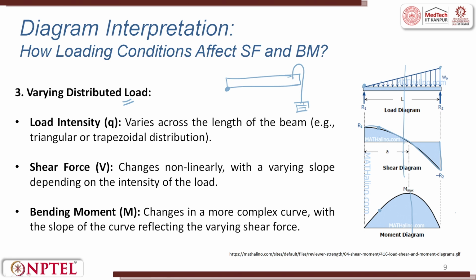So, till now we have seen three conditions. One is UDL, the second one is concentrated load, the third one is varying distributed load. Three conditions we have seen. In a concentrated load, the bending moment will be like a triangle, and here it will be an abrupt change. In UDL, you will have a gradual change. When we talk about VDL, the varying distributed load, you try to see the offset.